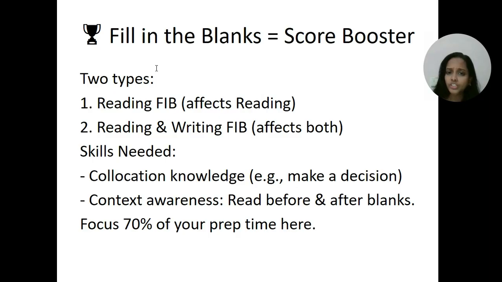Now, how do you approach them? The biggest skill you need here is collocation knowledge. That's knowing which words naturally go together in English. For example, we say make a decision. We don't say do a decision, right? We say heavy rain. We don't say strong rain. So if you have practiced with word pairs and phrases, you will see the correct answer almost jump out at you.